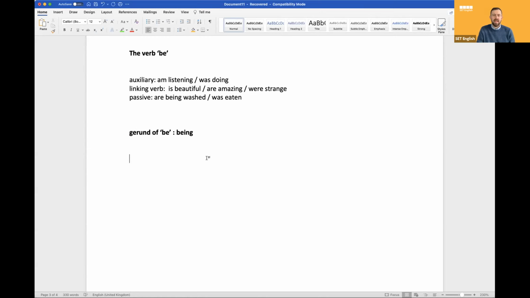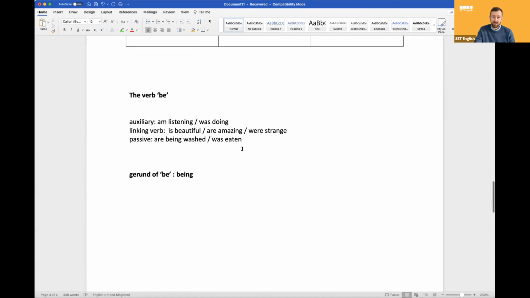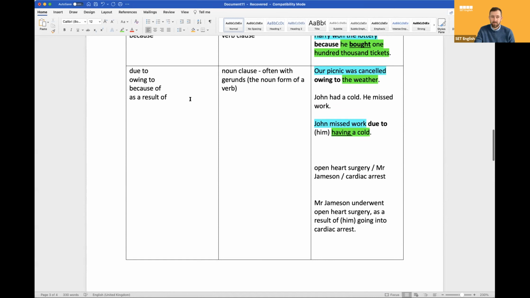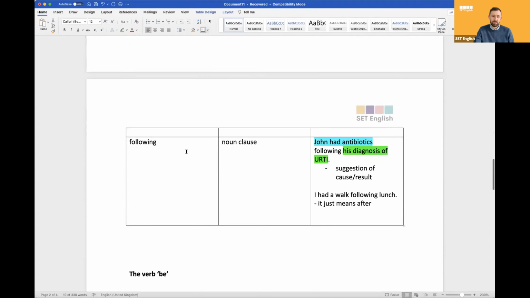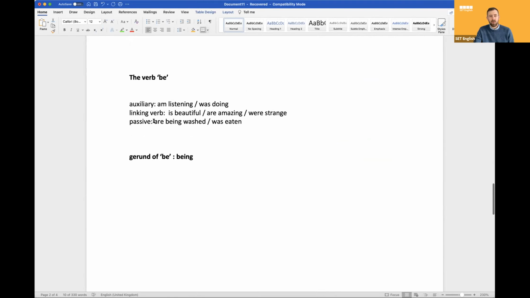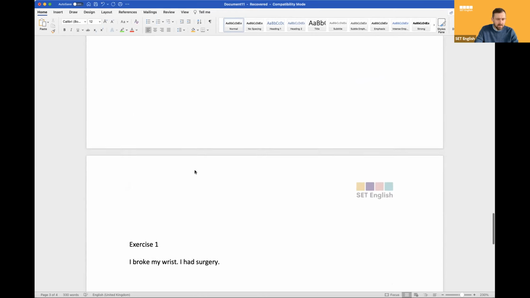So if we put, and we'll look at this in more detail this week, if we put the passive after one of these guys here, remember, how do you make the passive? What's it made of? The verb to be. Past participle. Okay. So we've got are washed, was eaten. So after this, what are my examples here?